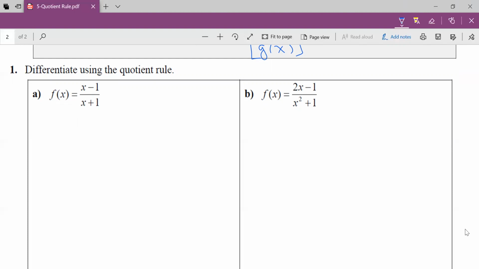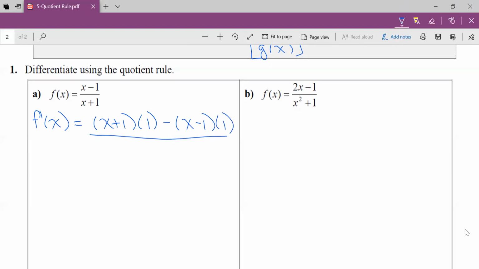Let's just do two examples. That's all you need to see. So let's take the derivative of f at x. The derivative of this is the bottom, x plus 1, multiplied by the derivative of the top, which would just be 1, minus the top times the derivative of the bottom, which is just 1 in this case. This is an easy example to start, all over the bottom squared.